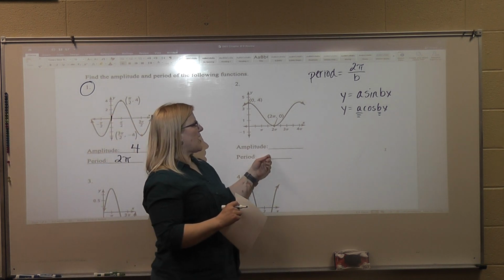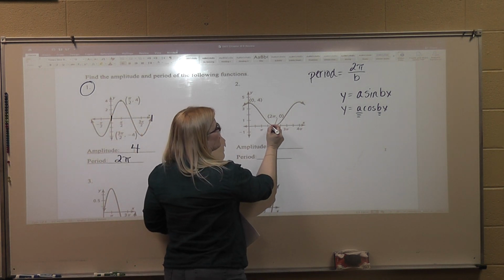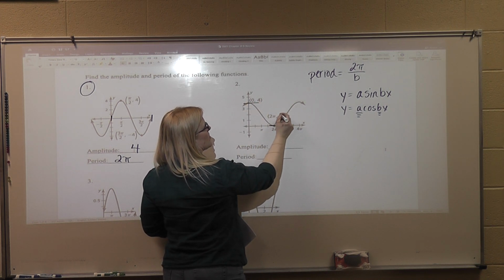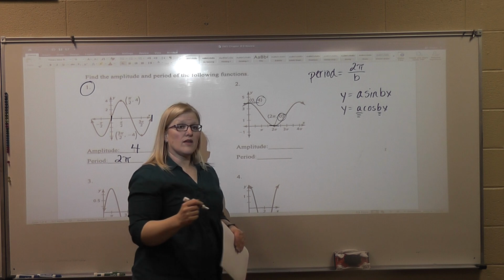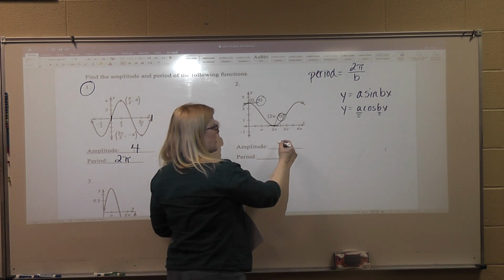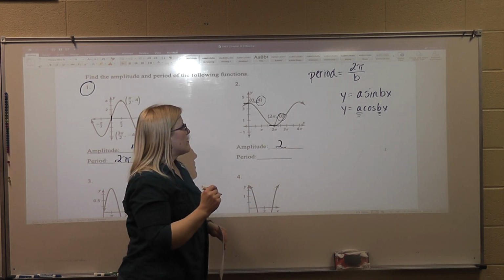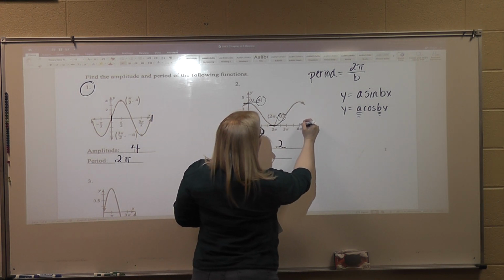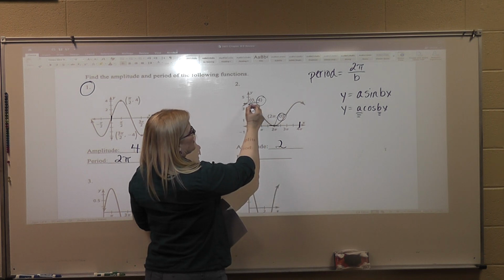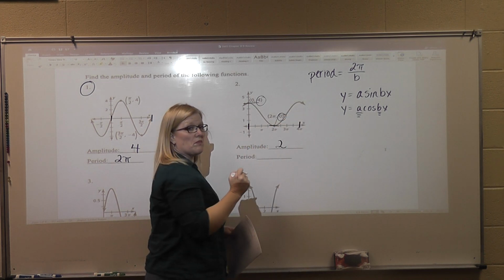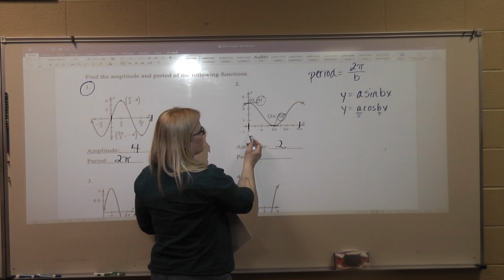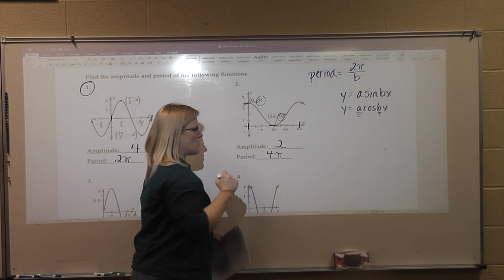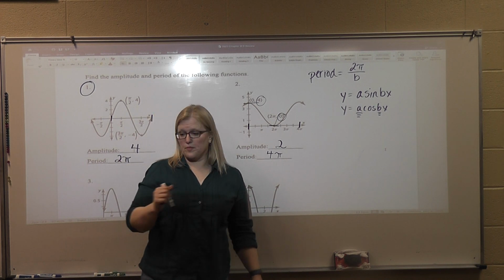Okay, over here the amplitude is going from 0 to 4. So here's 0, here's 4. I cut that in half and I get 2. The period is going from here to here, because that's when it starts to repeat, and it's going from 0 to 4 pi. So that is the period.